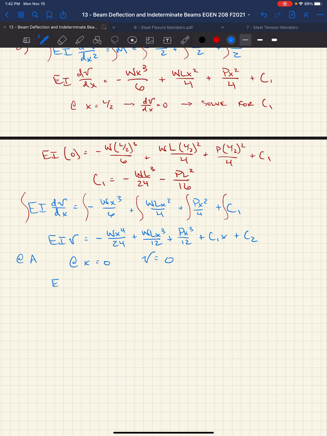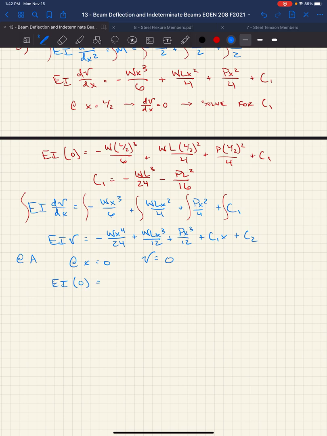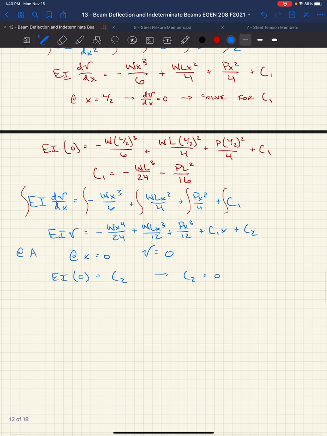So we'll say EI, the zeros are the best, because there is an x in every one of these terms, and the x we're looking at is 0. Displacement is 0. So essentially we get 0 is the second constant of integration, or C2. Right, C2 equals 0. That's easy.